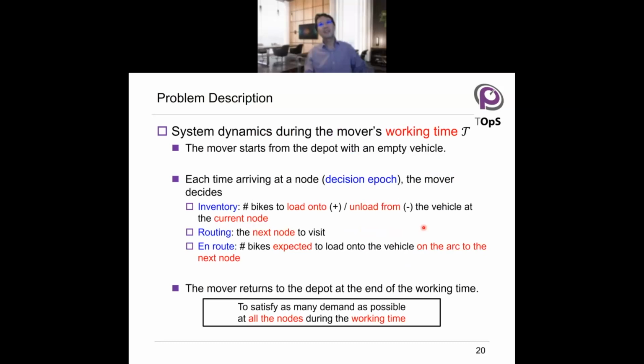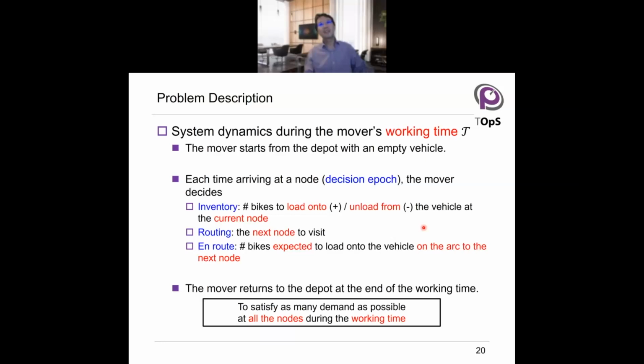The system dynamic is like a working shift during the day. The mover starts with an empty vehicle. Every time the mover arrives at a node, we call it a decision epoch. The mover has three decisions. First, the mover needs to decide how many bikes to either load onto the vehicle or unload from the vehicle to the node, the gathering point. Then the mover needs to decide what the next node to visit will be. And third, a decision specific to this free-floating bike sharing system: the mover also needs to plan how many bikes to load along the arc when traveling to the next node.